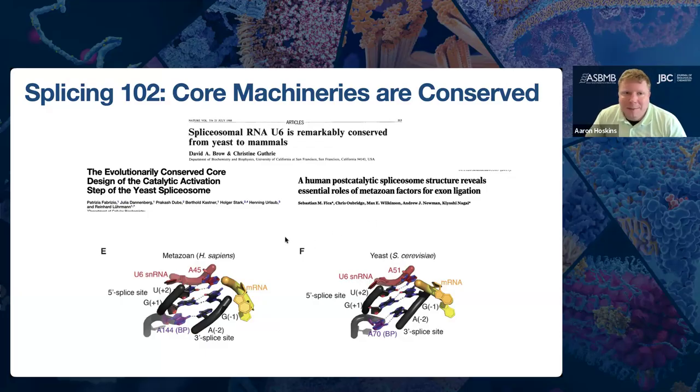The next point I want to make is that the core machinery of the spliceosome is very well conserved. Here you're looking at the catalytic RNA core, the ribozyme part of the spliceosome, from human and yeast spliceosome structures. And you can see they're essentially identical. The ribozyme factor is conserved, and this was noted very early on by Dave Brow and Christine Guthrie, when they cloned the U6 gene from yeast.